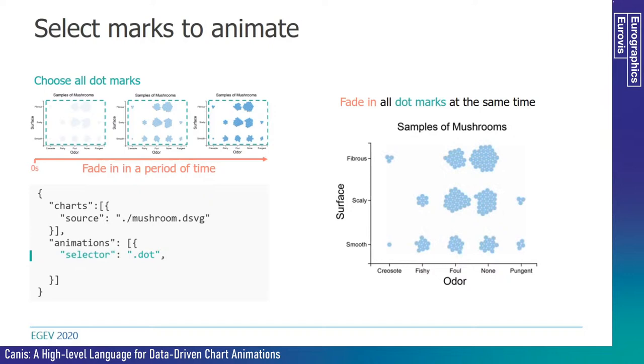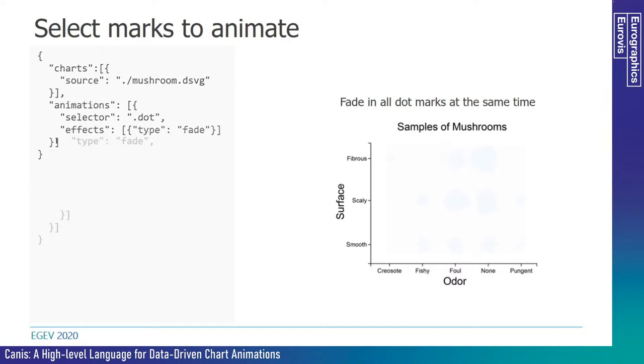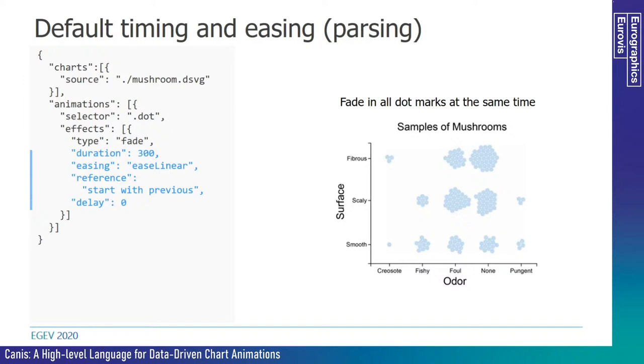The compiler will first parse the spec by validating it and setting default values to the unspecified properties, such as the timing and easing for the effects shown in this example. However, users can override the default values made by the compiler to customize the animation.